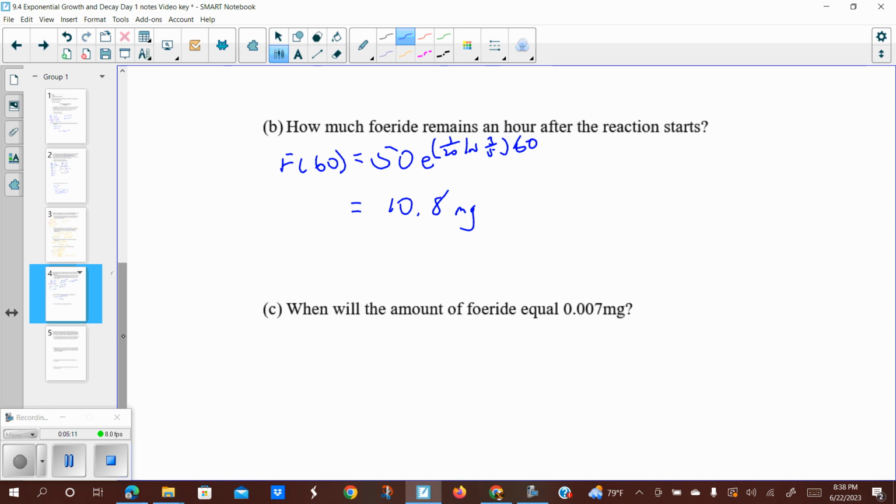When will the amount of fluoride reach 0.007 milligrams? So that's going to tell us the left side of the equation this time, 0.007, because we're solving for t since it says when in the question. So it's 50 e to the 1 over 20 natural log of 3/5 times t. Dividing both sides by 50, 0.007 over 50 equals e to the 1 over 20 natural log of 3/5 times t.